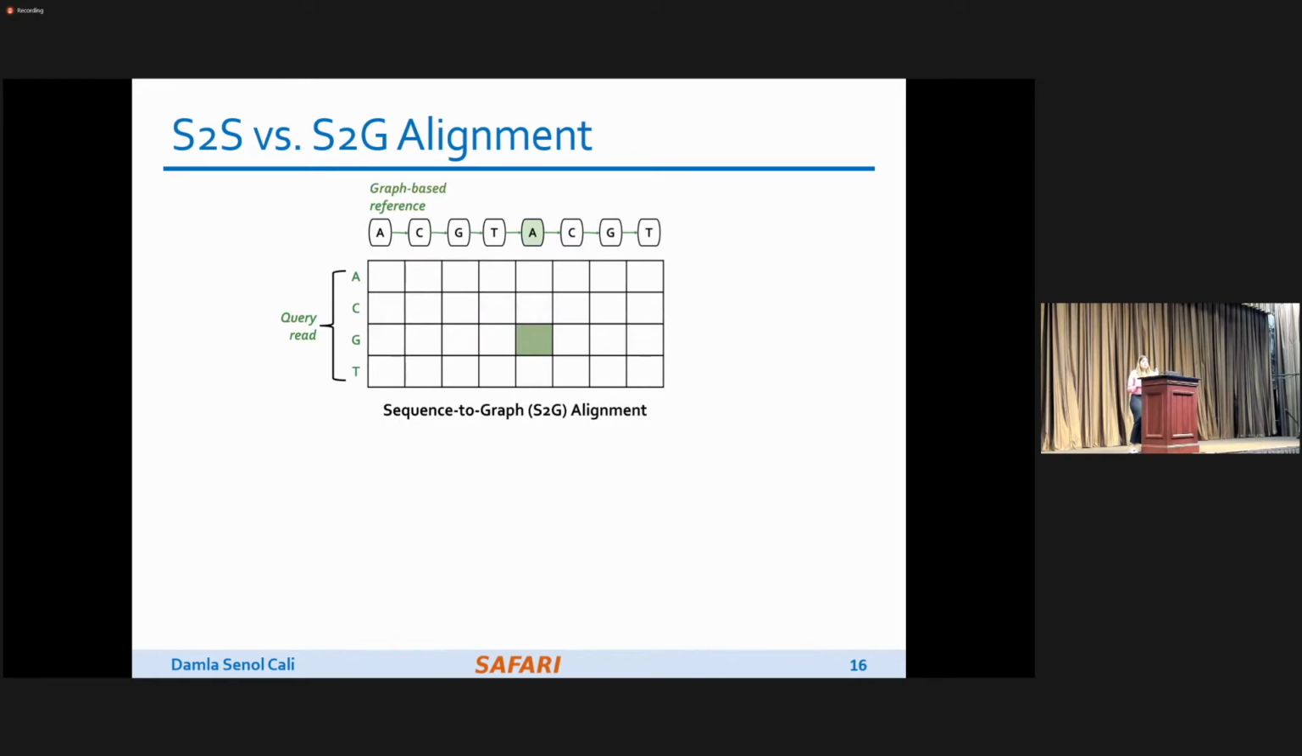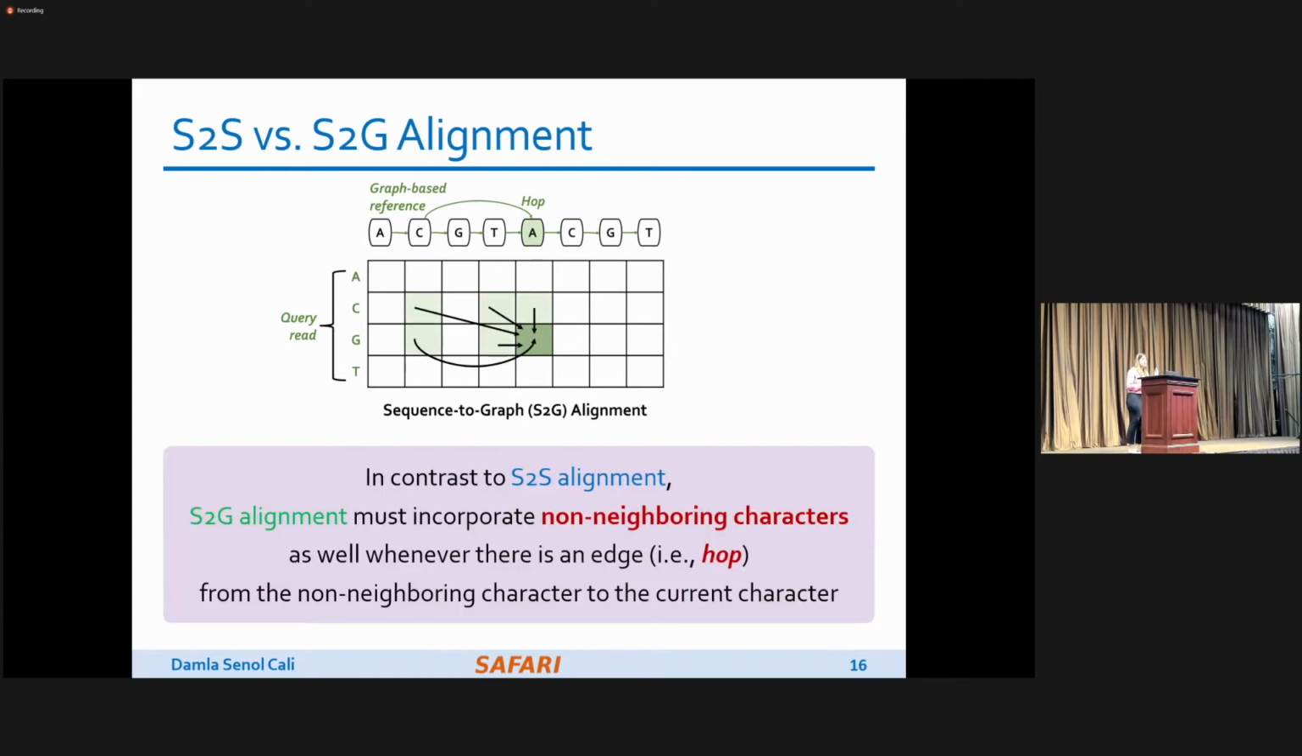In contrast, when we look at sequence-to-graph alignment, we have to incorporate non-neighboring characters, which are the hops actually, which can be coming from non-neighboring cells. For example, here for the green shaded cell, we have to incorporate the 3 neighboring cells, but also 2 other non-neighboring cells as well.